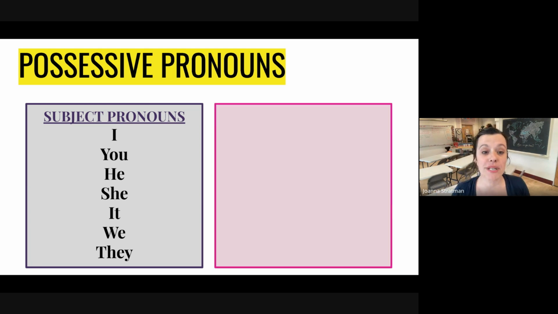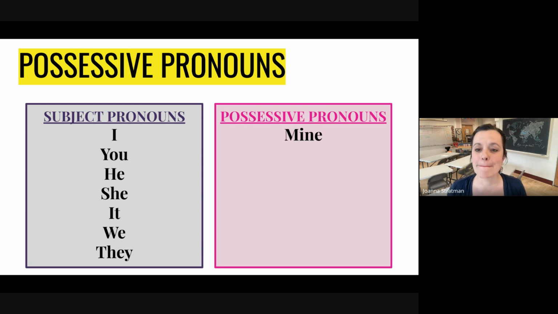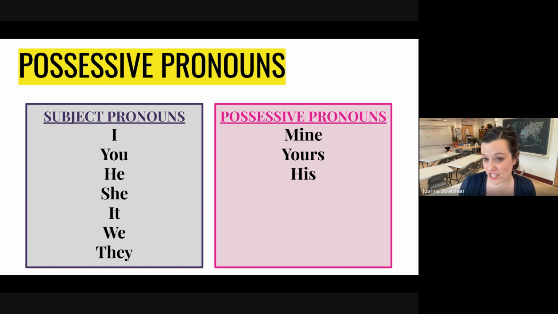Now, let's look at possessive pronouns. They are sometimes similar, but we need to study these too. So the form for I is mine. The form for you is yours. The form for he is his. As you can see, this form is the same between the possessive adjectives and the possessive pronouns, his.